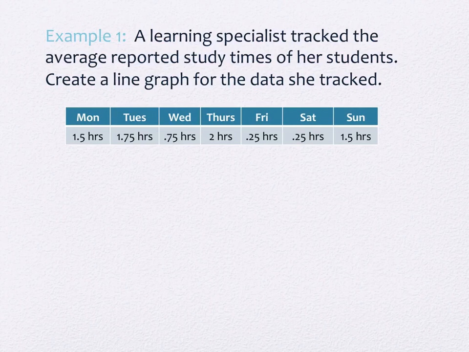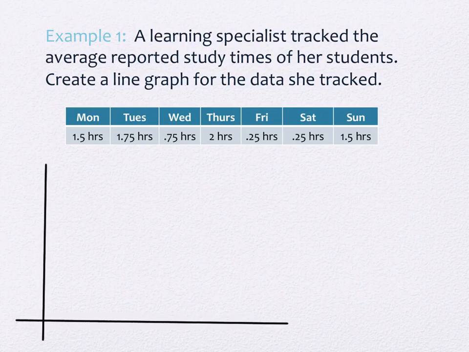So a learning specialist tracked the average reported study times for her students, and we're gonna create a line graph for the data she tracked. A line graph looks like an XY coordinate axis where you just have quadrant 1. Just like when we did bar graphs and histograms, you're just going to have that first quadrant of data. The horizontal axis at the bottom is going to be the time. So in our case, those are days of the week, and I'll label them with just the letter of the day of the week.